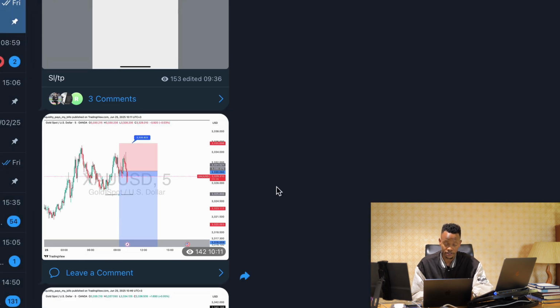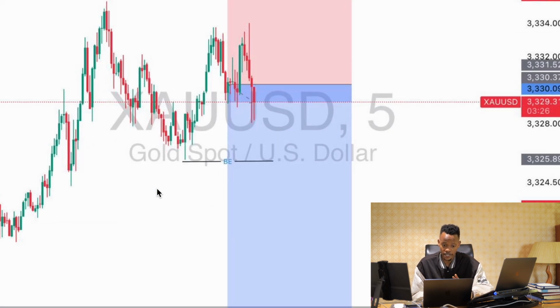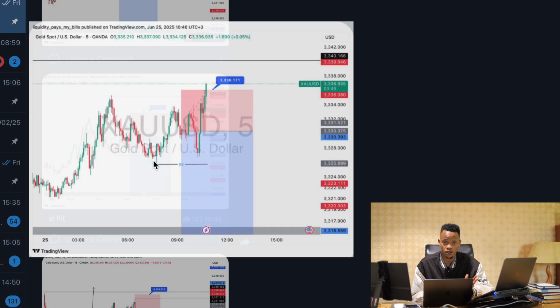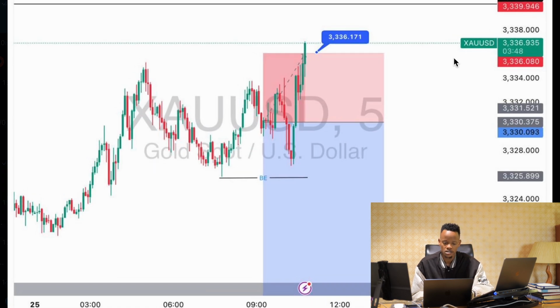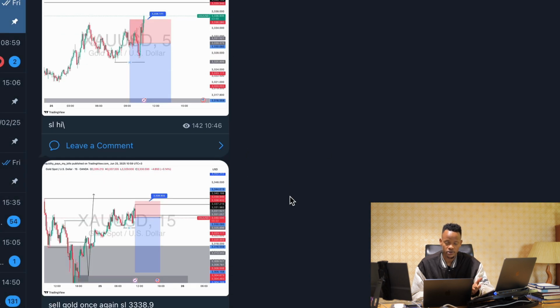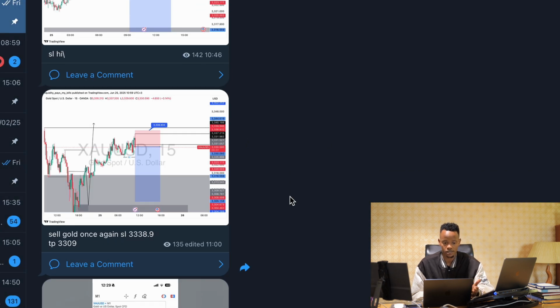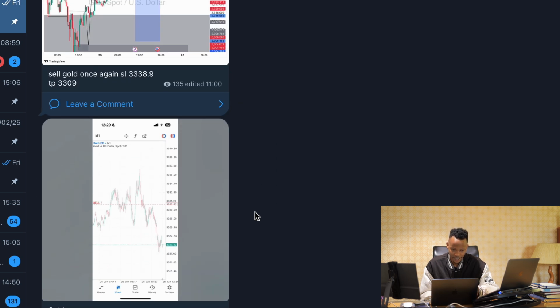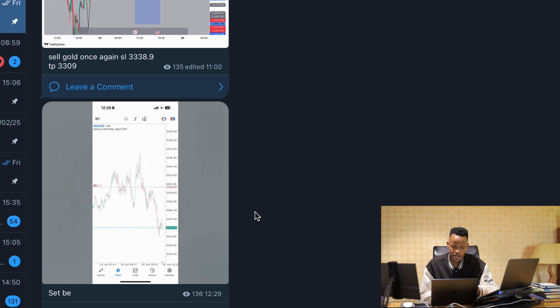Then here we have our trade triggered and it's deep into profit. Now we again have SL hit. So that was the trade we had on Wednesday, the first trade, SL hit, but remember on Tuesday we had a win on Nasdaq. So we again wait and get another confirmation on gold.